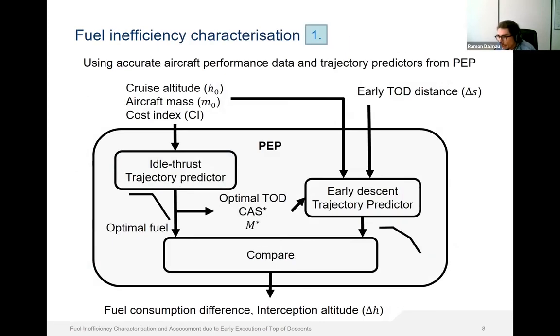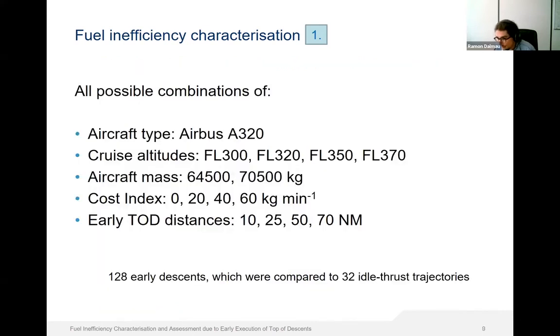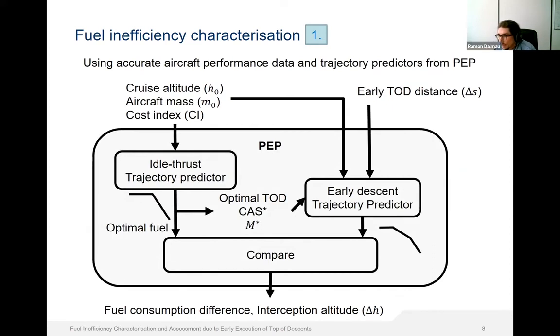First, each flight condition is determined by the combination of 3 input parameters: the cruise altitude, the mass of the aircraft, and the cost index. For each possible combination of these 3 parameters, the optimal trajectory plan at idle thrust was computed with PEP, and the following attributes were extracted from the optimal trajectory: the optimal top of descent and the optimal speed profile, that is the Mach and the CAS pair, and of course the optimal fuel consumption.